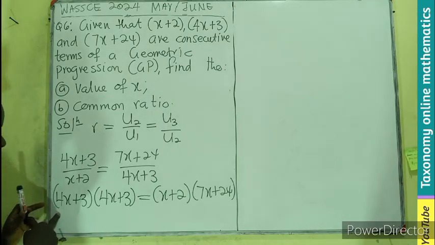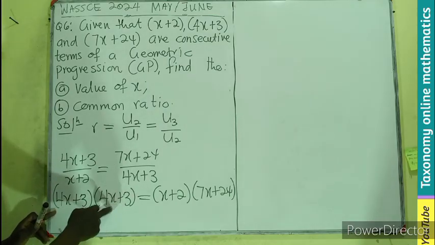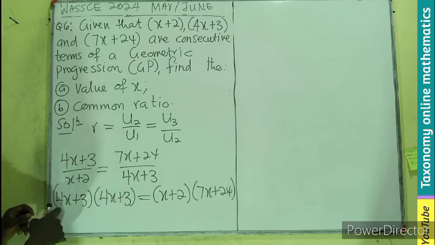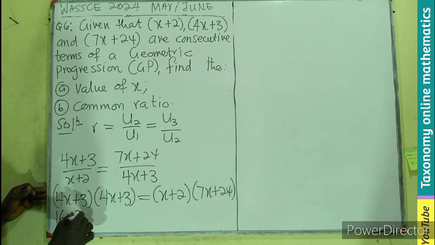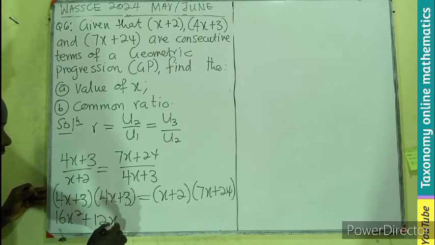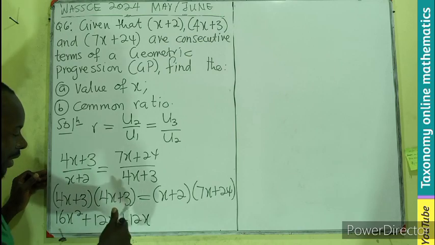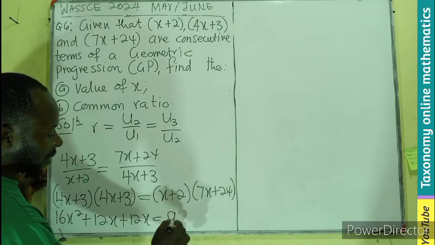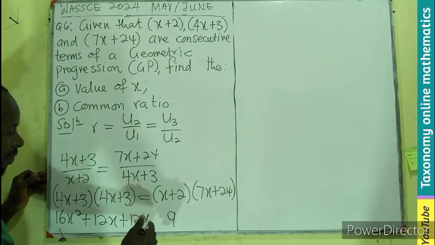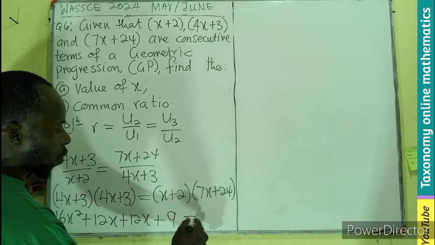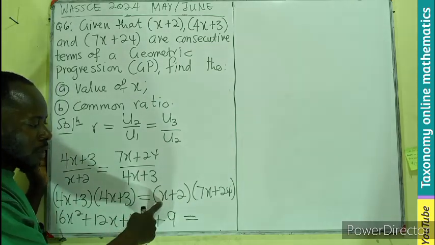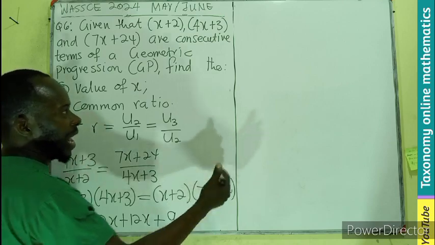The first term here will multiply all the terms in the second bracket. So 4x times 4x will be 16x squared. 4x times 3 will give us 12x. 3 times 4x will also be 12x. Then 3 times 3 will give us positive 9.